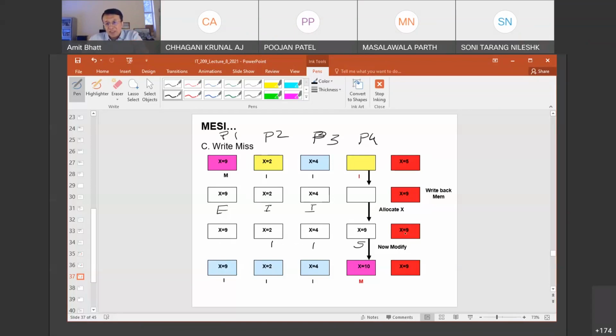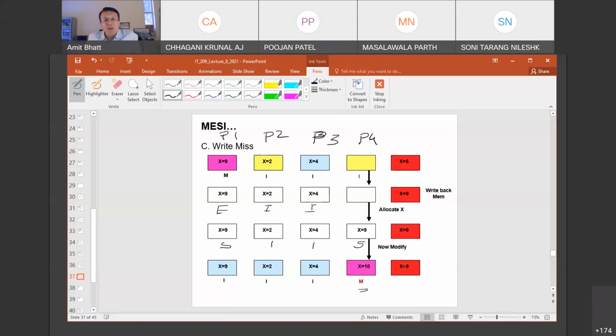Now you have brought that block into the cache of P4, and now you tell P4 to change its value. So now it has changed the value of X from 9 to 10, and again the flags would change. This one would get the Modified flag. This flag would change from Shared to Invalid. So these three caches will have that particular block marked as Invalid. And this is Modified because it didn't even have time to change into main memory.